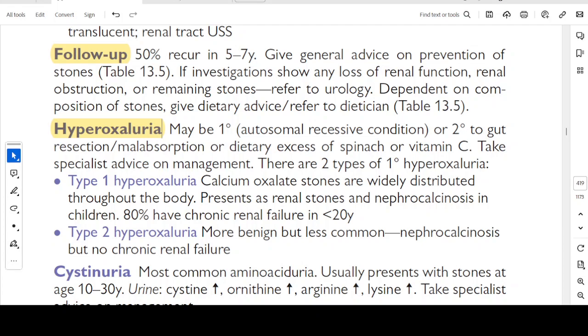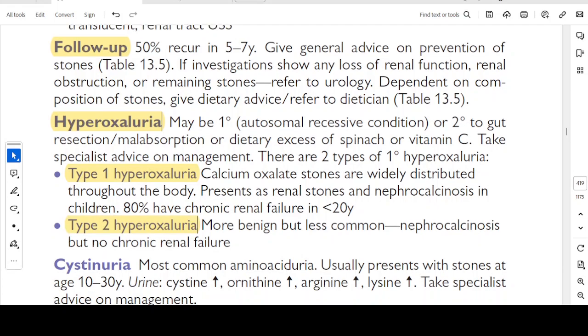There are two types of primary hyperoxaluria. In type 1 hyperoxaluria, calcium oxalate stones are widely distributed throughout the body. Presents as renal stones and nephrocalcinosis in children. 80% have chronic renal failure in less than 20 years. This is type 1. And then type 2 hyperoxaluria is more benign but less common: nephrocalcinosis but no chronic renal failure.